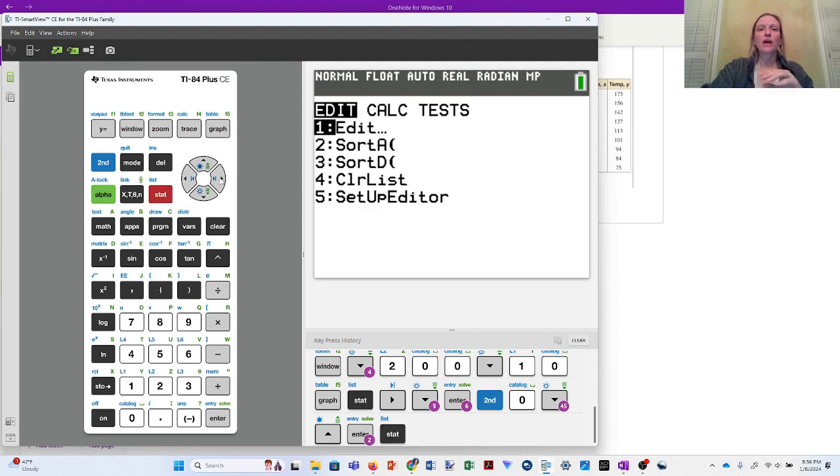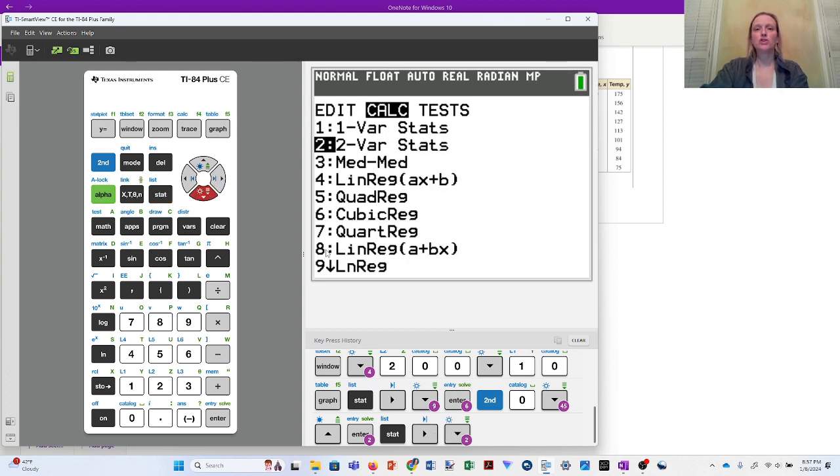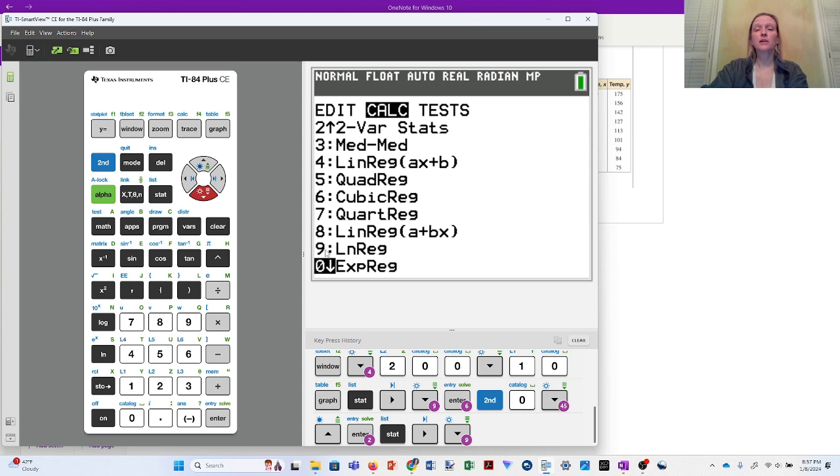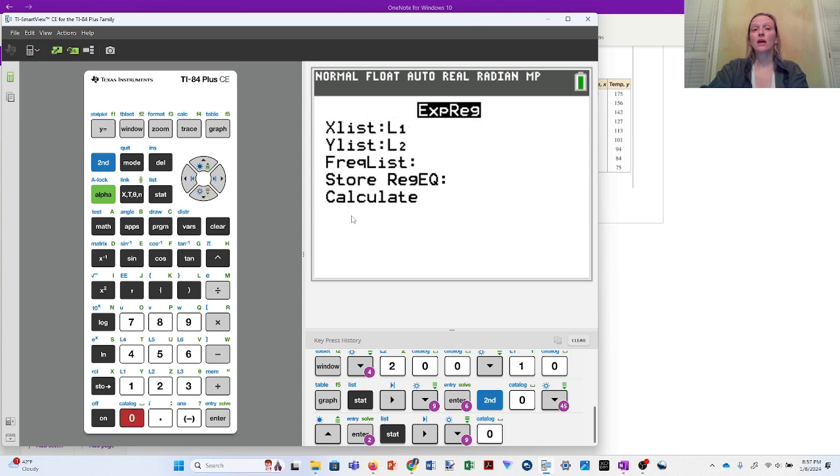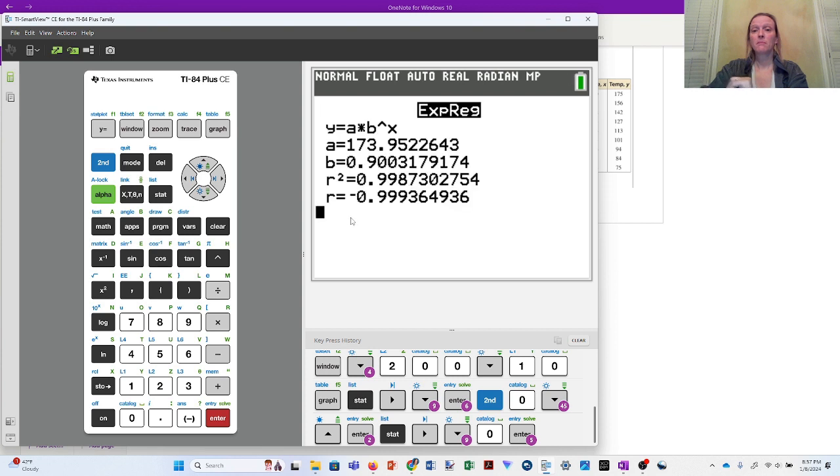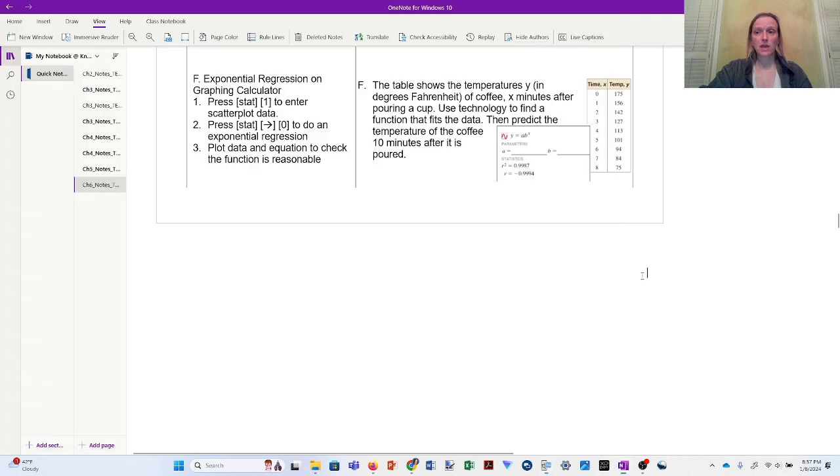And now when I go to the stat menu and choose calculation and choose option 0 for exponential regression, and then calculate, I now have R values. So if you're using a class calculator, you may need to turn that back on. I didn't see any questions that use that, but what we absolutely need to know are these, the A value and the B value, so that we can come up with the correct equation. So you can take those values and write them here in the blanks.